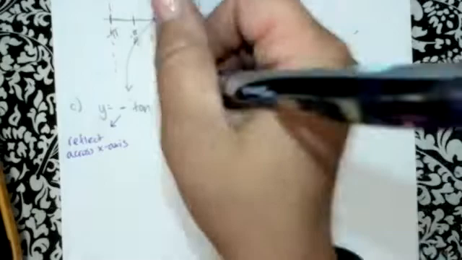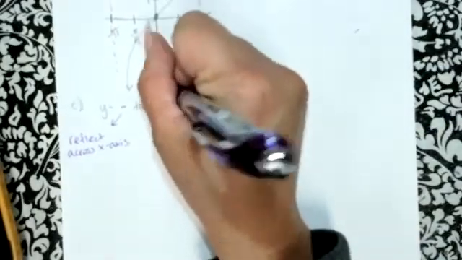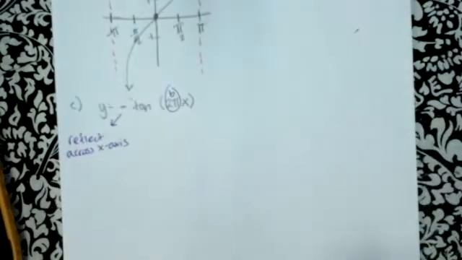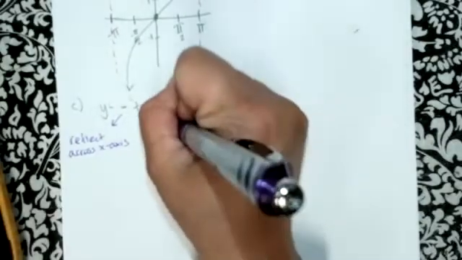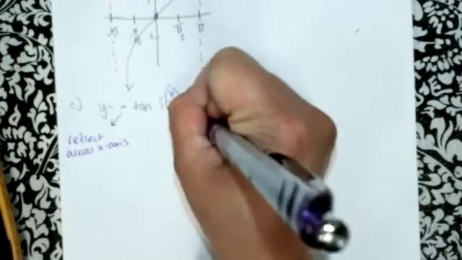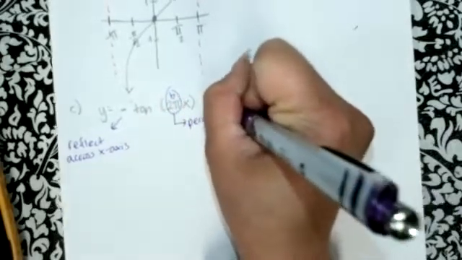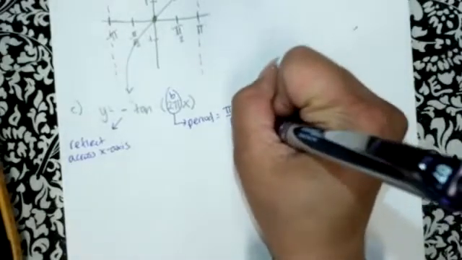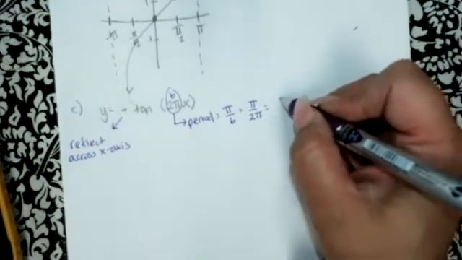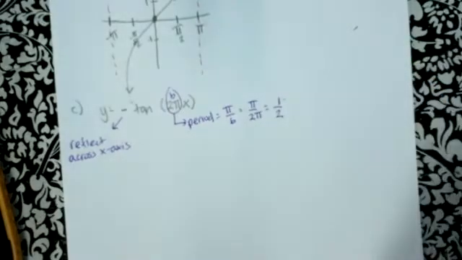And now my b value here is actually a 2 pi. So that's going to be kind of interesting because the b value is between the trig and the variable. So my period equation is going to be pi over b. Well, in this case, it's pi divided by 2 pi. So the pi's actually cancel each other out, and the period's going to be a half.